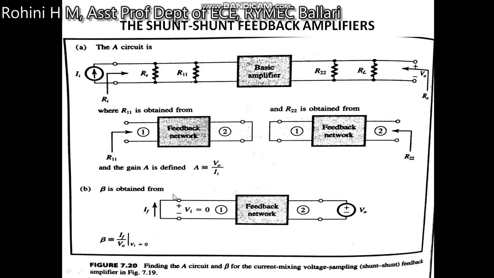Then beta is obtained from the feedback network. So that is beta. Beta is found from beta equal to IF by V0. Here we are providing the feedback current IF, and here is the output voltage. Therefore beta is given by IF by V0, where V1 is equal to 0. Here the voltage across port 1 must be 0.